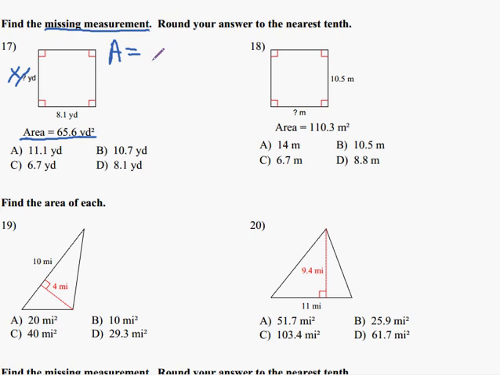I start with my formula, length times width. And then I put in what I know. Area is 65.6. So I don't need to say A anymore. I can say 65.6. I know what it is. I know my length is 8.1. And I have given my width a name, x. I could have just used w. To get x by itself, though, I divide by 8.1.